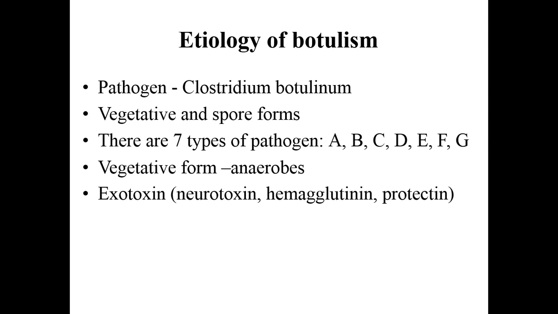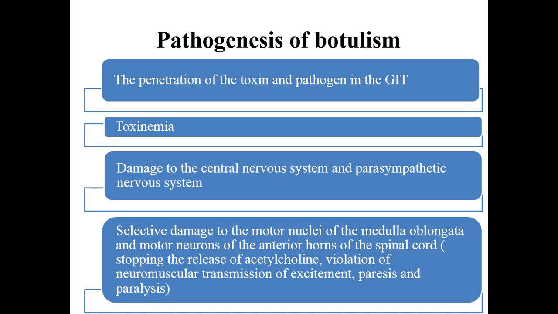The pathogen Clostridium botulinum has vegetative and spore forms. There are 7 serotypes of the pathogen: A, B, C, D, E, F, G, and the vegetative form is anaerobic. They produce exotoxin, neurotoxin, hemagglutinin, and protectin. And pathogenesis of botulism disease. Clostridium botulinum is non-invasive. Its pathogenesis is due to production of a powerful neurotoxin, botulinum toxin, probably the most toxic substance known to be lethal to mankind.